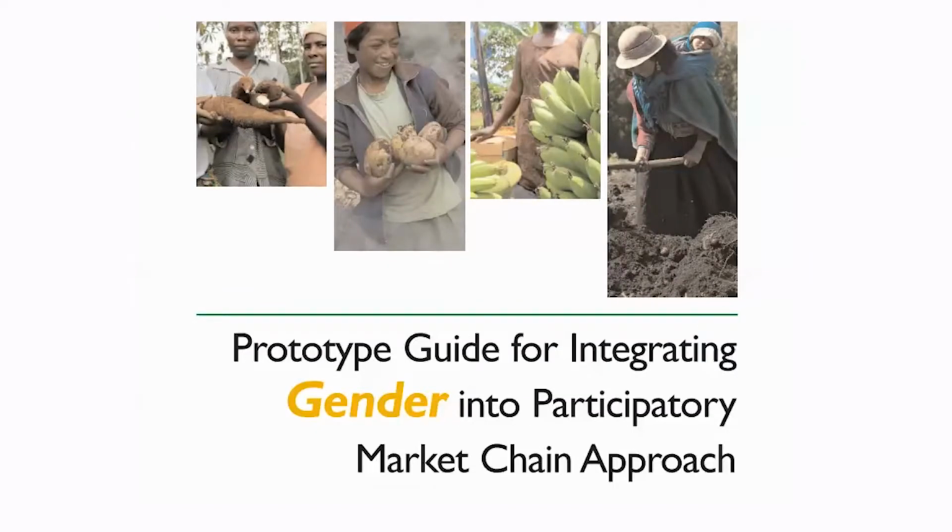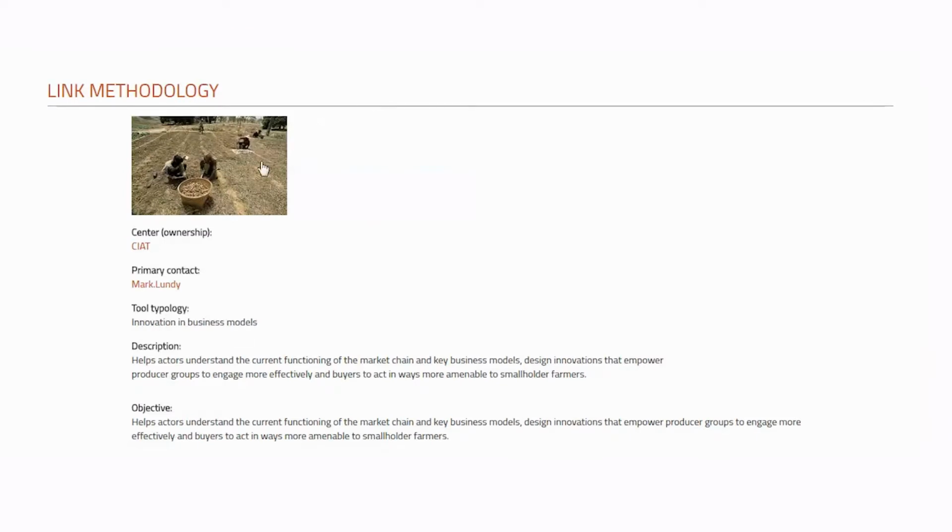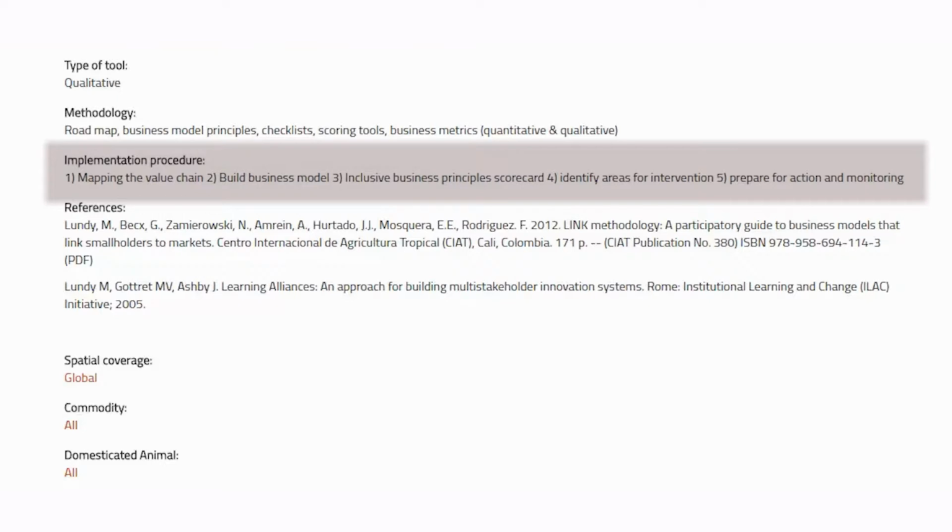The LINK methodology, developed by the International Center for Tropical Agriculture, or CIAT, a member of the CGIAR, is a qualitative tool designed to help value chain actors understand the current functioning of their market and of key business models to encourage inclusive business growth. The tool aims to help researchers and policymakers design interventions that help empower producer groups to engage in the market more effectively and increase benefits to smallholder farmers. The tool is implemented in 5 steps: mapping the specific value chain, building the business model, scoring inclusive business principles using a scorecard system, identifying intervention areas, and preparing for and monitoring those interventions.